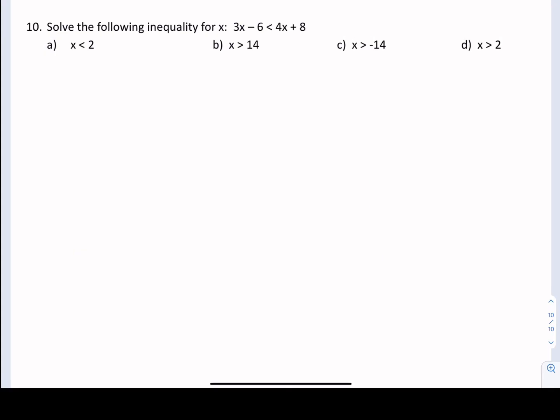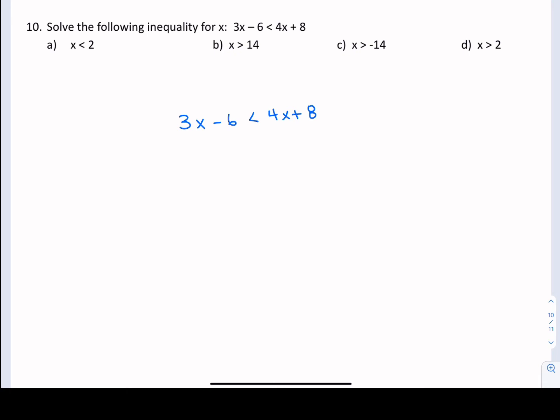Last but not least, we're asked to solve an inequality. So there's no equal sign. There is just a less than sign. So we're solving 3x minus 6 is less than 4x plus 8. I want you to treat this inequality kind of like an equal sign. So we're going to balance things by moving them across that less than sign. But you have to be a little bit careful with some of our steps later on in the process.